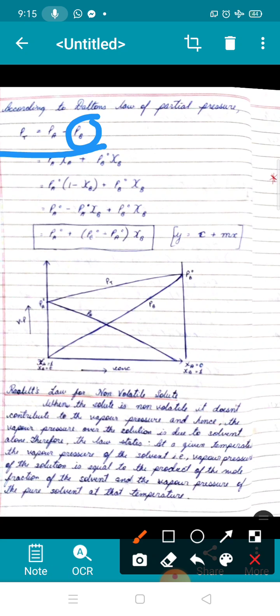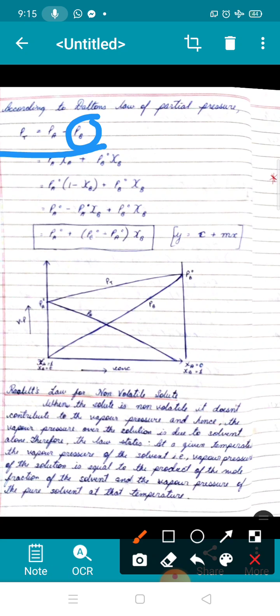So let us see what is written here. Raoult's law for non-volatile solute. When the solute is non-volatile, it doesn't contribute to the vapor pressure and hence the vapor pressure over the solution is due to solvent alone. Therefore, the law states: at a given temperature, the vapor pressure of the solvent, that is, the vapor pressure of the solution, is equal to the product of the mole fraction of the solvent and the vapor pressure of the pure solvent at that temperature.